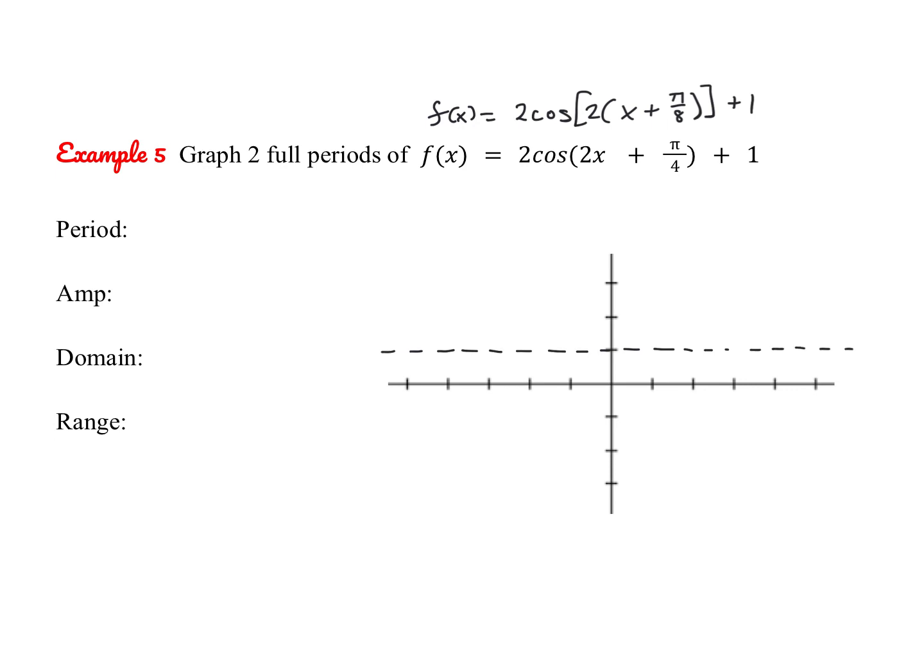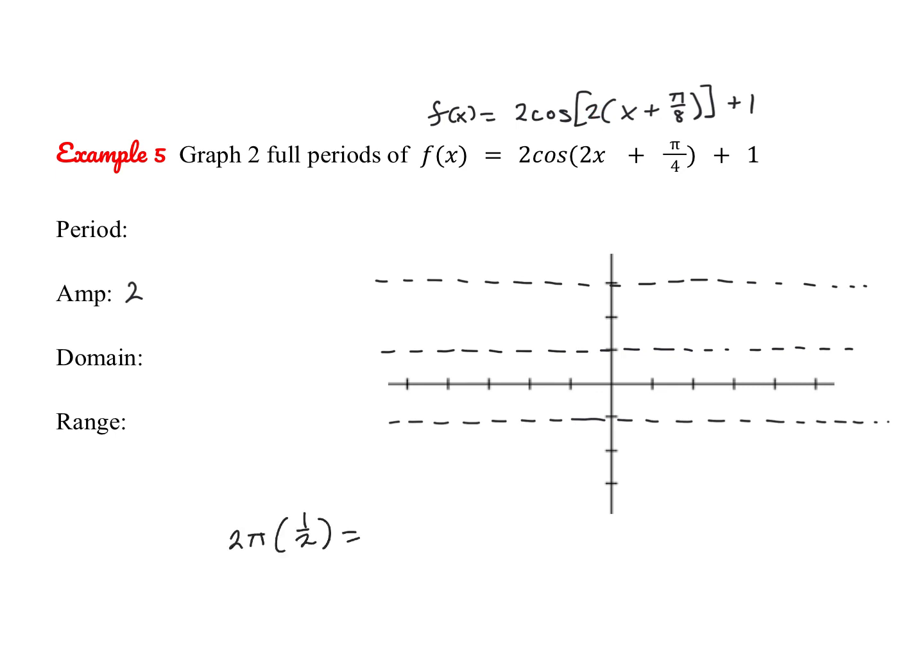And I see that our amplitude is 2, so my maximum will be here at 3, and my minimum will be here at -1. Then if I'm trying to find my period, again, I have a horizontal shrink by a factor of 1/2. So you take 2 pi, multiply it by 1/2, and it is pi. So our period is now pi. Notice the period is half as long because, again, it's a horizontal shrink.